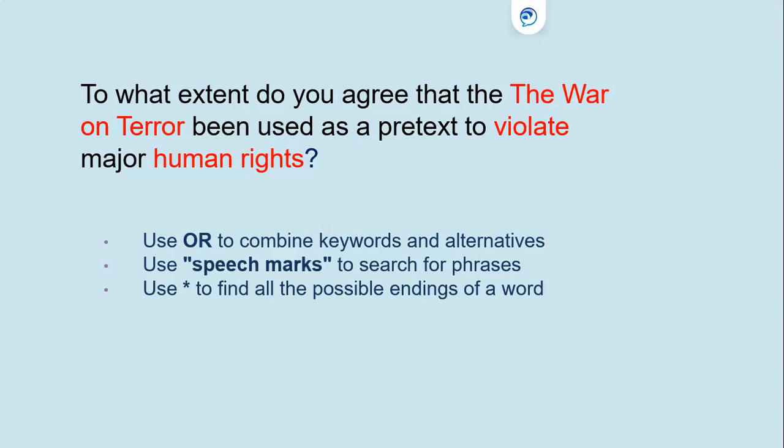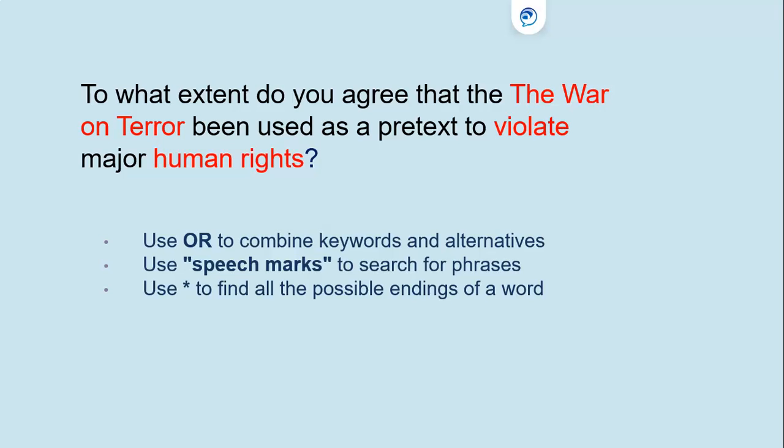Hopefully, you'll have picked out the terms war on terror, violate, and human rights. A few search tips to help you to construct your search strategy. Using the term "or" will look for alternative terms.